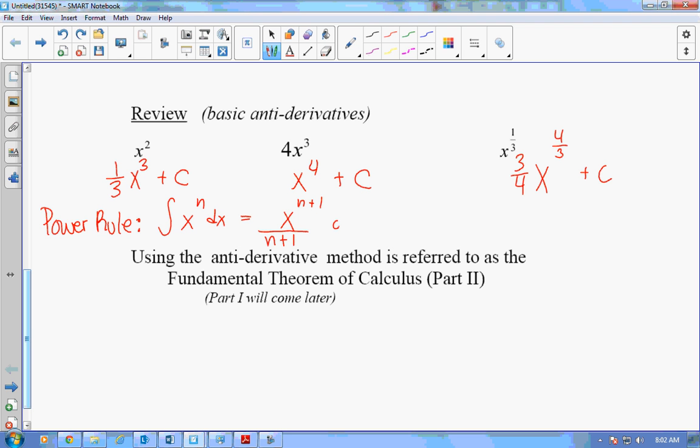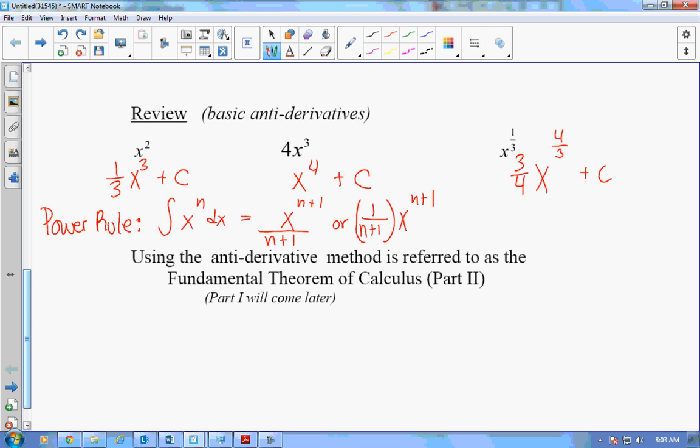Or you could say, the way you guys are saying, reciprocal. So it'd be 1 over n plus 1 times x to the n plus 1. So whatever your integrated new power is, you have to remember to divide by that. Okay?